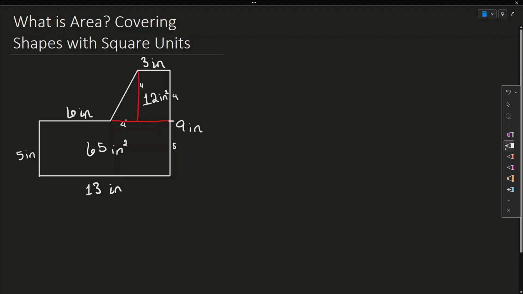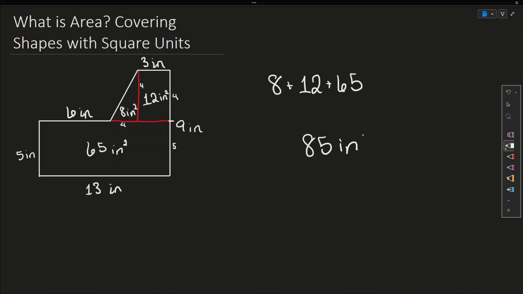Area of a triangle is 1/2 times 4 times 4. So that would be 8 square inches. So my total area, 8 plus 12 plus 65 would be 85 square inches. We find the area of each piece and combine the results. And it's okay if you didn't follow all of that. As we progress, we'll go into how to find the area of these different shapes and kind of bring it back together.